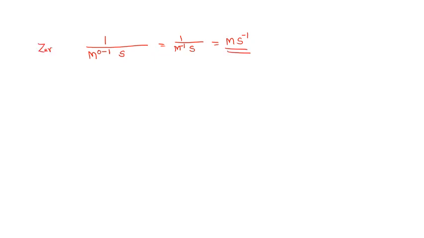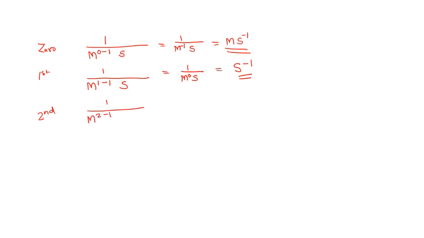So what if it is first order? If it is first order, we will write 1 over M to the power 1 minus 1 second. That means 1 divided by M to the power 0 times second. So when I take it to the numerator, I can say that it is second inverse. And what if it is second order? I'm talking about the overall order, okay? So 2 minus 1 second. That equals 1 over M to the power 2 minus 1, which is 1, second. So when I take it to the numerator, it will be M negative 1 second inverse.